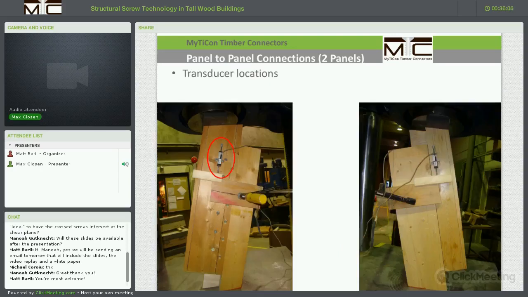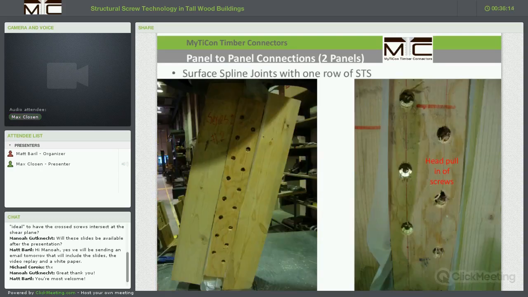Displacement measurements were taken at the front of the specimen and at the back or rear of the specimen, and the average between those two measurements was taken to determine the displacement of the connection.